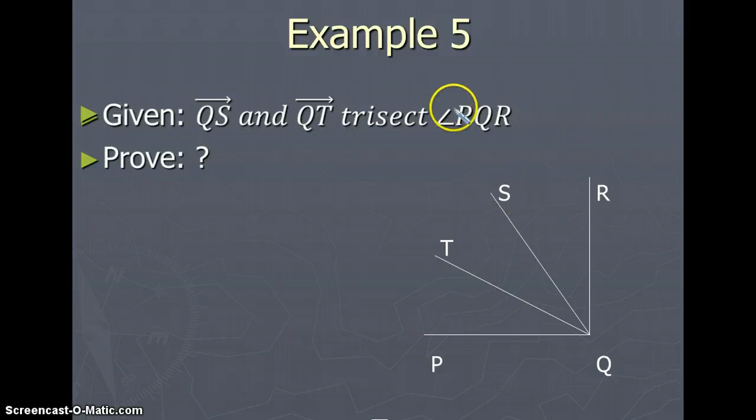So looking at number 5, we have that ray QS and ray QT trisect angle PQR. So trisect is our key piece of information here. And if we think back to chapter 1, the definition of trisect means it's going to break something into three equal parts. So it's going to take our angle PQR and it's going to break it into 1, 2, 3 congruent parts.